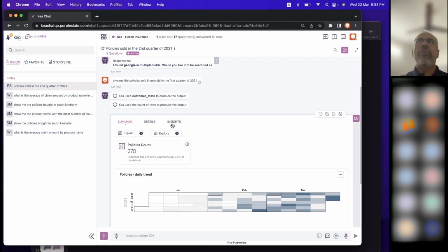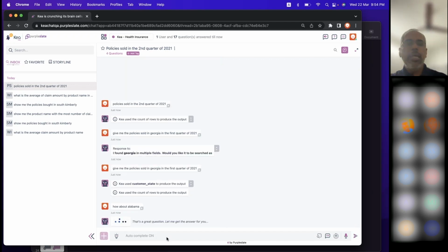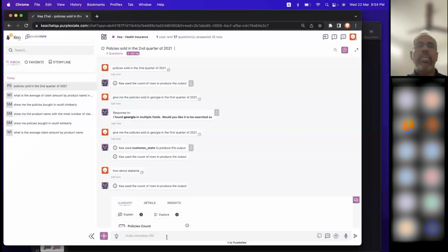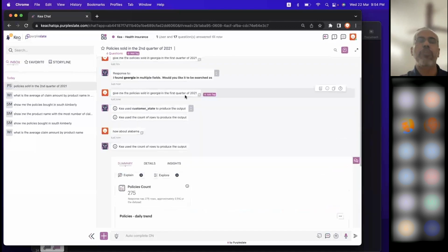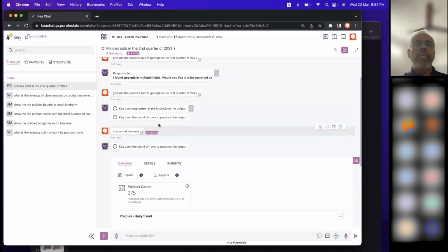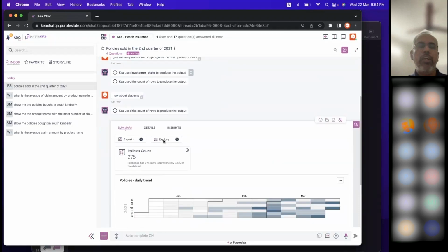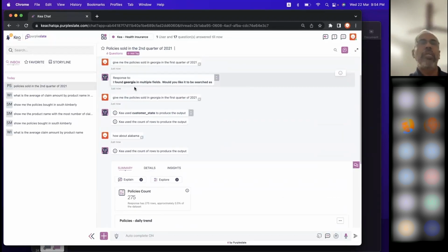Just how we would have a conversational interface, right? So I was looking at the data for, say, Georgia. Now I can change it to, by the way, how about, say, Alabama? See, it carries the context from the previous question, because we were really talking about the data for the time frame of first quarter of 2021. And it knew that Alabama is also a state very similar to Georgia. So I'm just going to use the context from my previous question, and then I'm trying to get the answers.